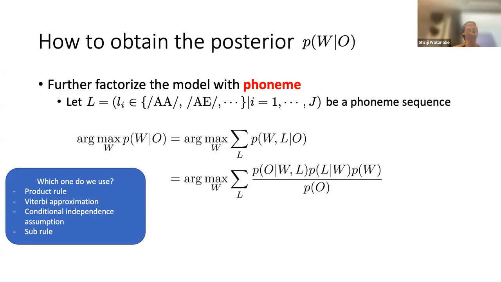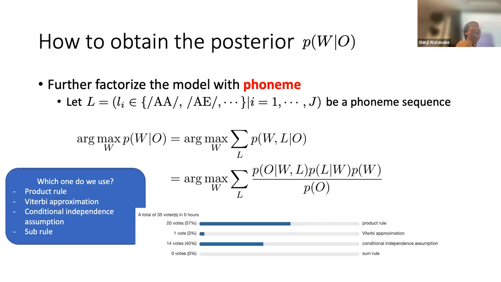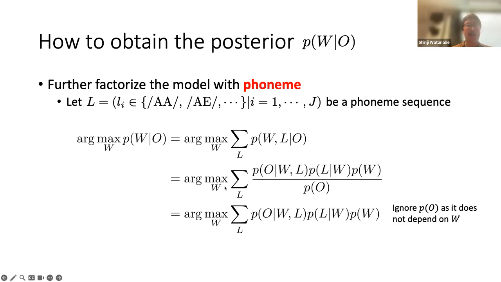Next line. This is also a question. Same question, but from the second line to the third line, which rule should we use? It's a little bit complicated, but it's actually just one of them. The answer is the product rule. We only use the product rule and then derive this one. And then the argmax is about W, so the denominator we can usually remove, right?